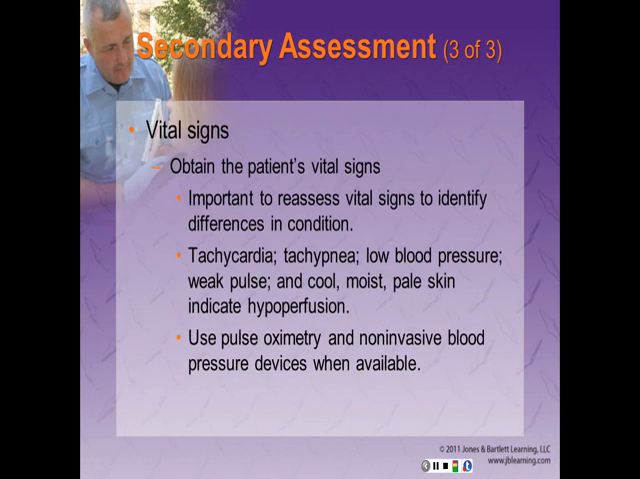Regarding vital signs, obtain the patient's vital signs. It is important to reassess vital signs to identify how quickly the patient's condition is changing. Signs such as tachycardia, tachypnea, low blood pressure, weak pulses, and cool, moist, pale skin indicate hypoperfusion. You should evaluate the need for rapid transport and also use pulse oximetry and non-invasive blood pressure devices if they are available.